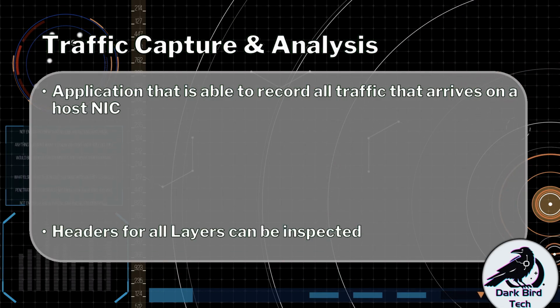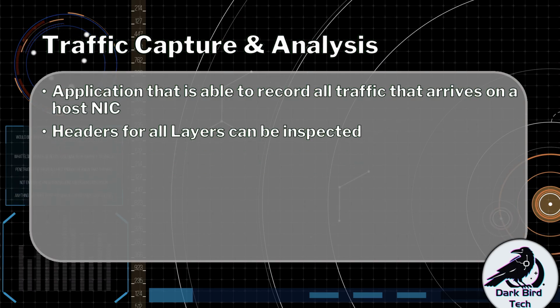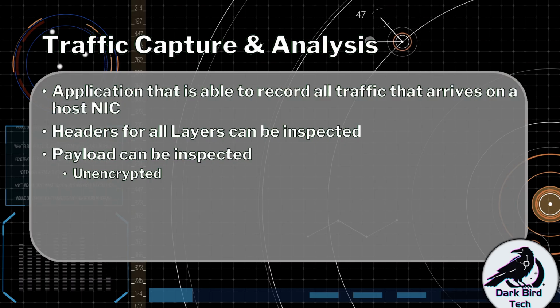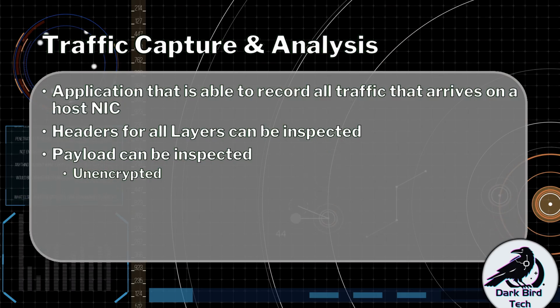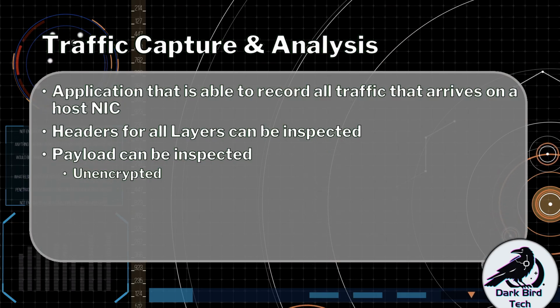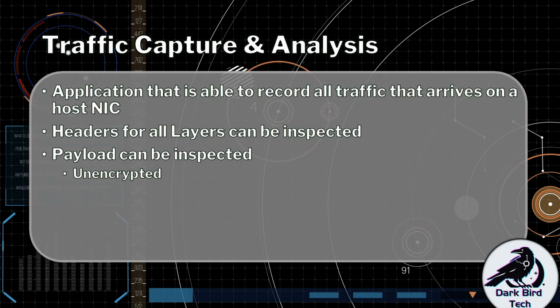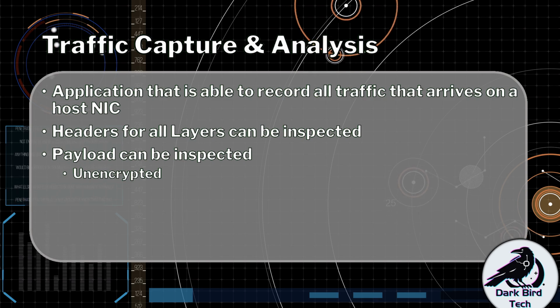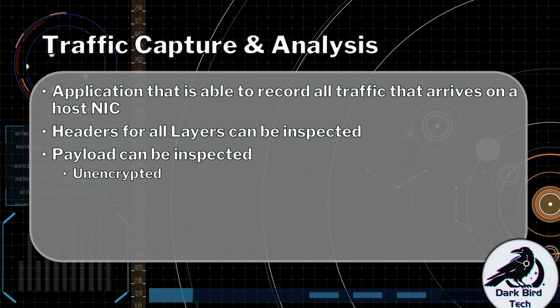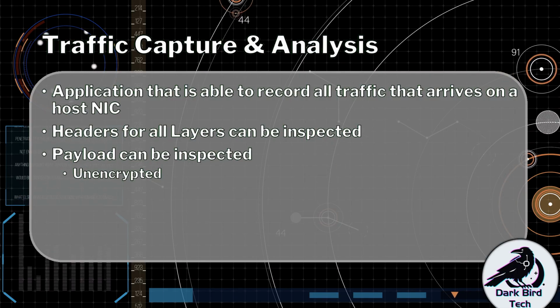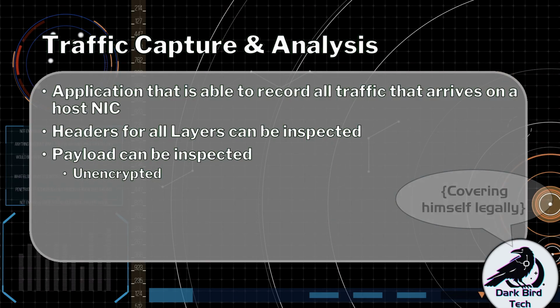And the cool thing is you can review the headers for all the layers of your networking services, and you can even look at the payload of the message, assuming it's unencrypted. You might be able to review the payload of an encrypted frame or packet, but there's a lot of things to unpack there. Firstly, do you have the decryption key? Secondly, do you have the legal right and authority to do that? So let's just go with the fact that you can look at an unencrypted payload and we'll pretend that there's no way around the encrypted payload, even though there might be.